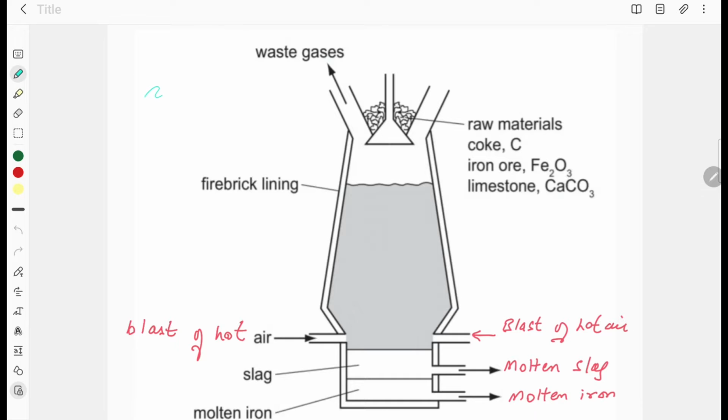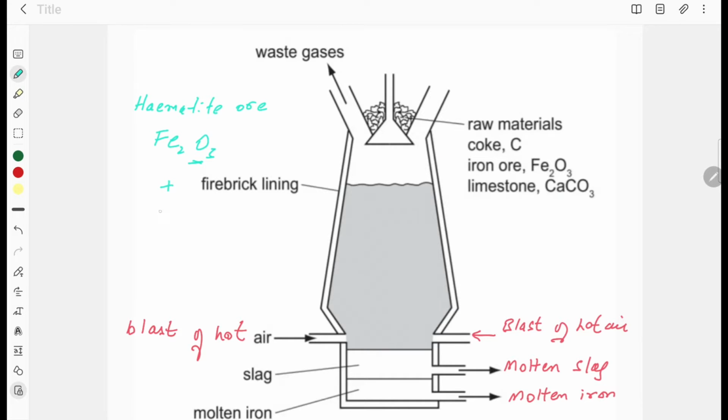The main ore of iron is hematite ore, and the formula for hematite ore is Fe2O3. You can see in the formula that oxygen is the main impurity which needs to be removed in order to get iron.